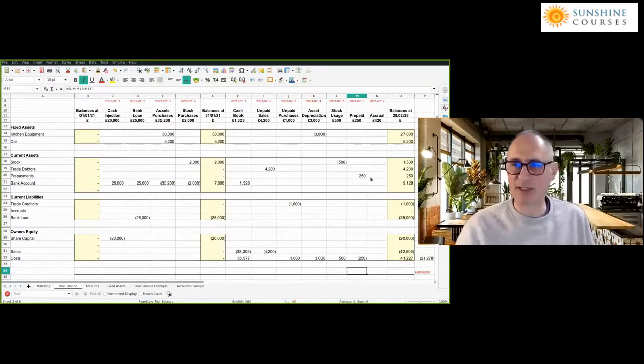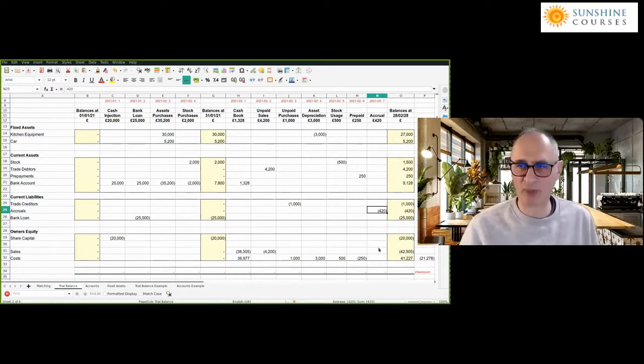And the final entry is an accrual. We've got various costs, which we haven't yet been billed for. We know we've got to pay it out. We've got £420 of costs. So we're going to owe that money to someone, even though we haven't yet paid them. We know it will be paid in a future period.